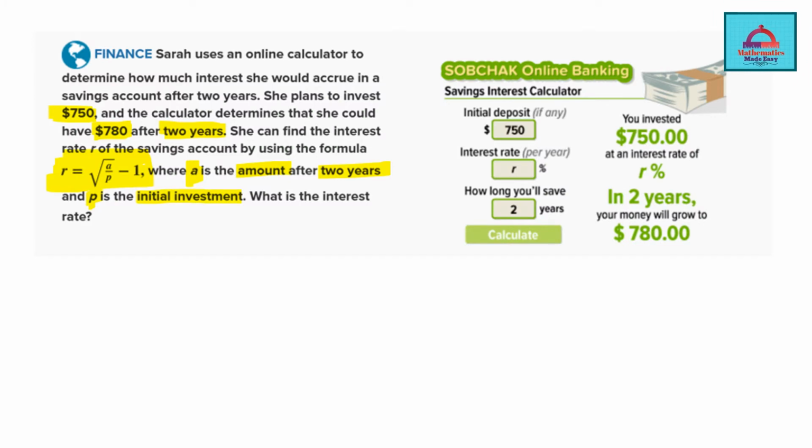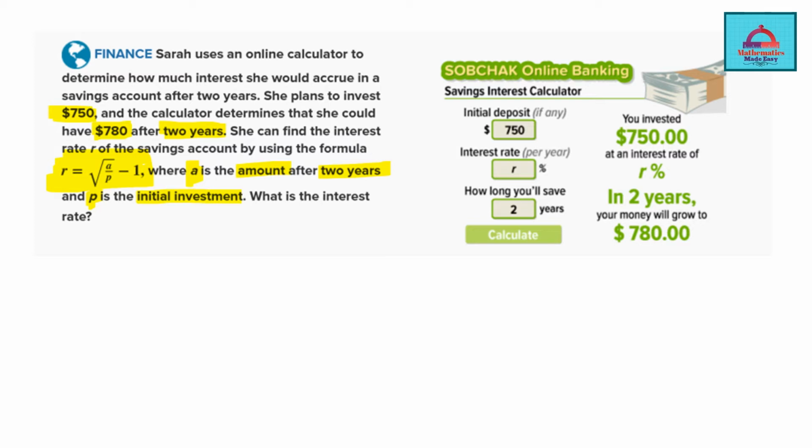Let's solve this word problem on square roots. Sarah uses an online calculator to determine how much interest she would accrue in a savings account after 2 years. She plans to invest $750 and the calculator determines that she could have $780 after 2 years. She can find the interest rate R of the savings account by using the formula R equal to square root of A divided by P minus 1.